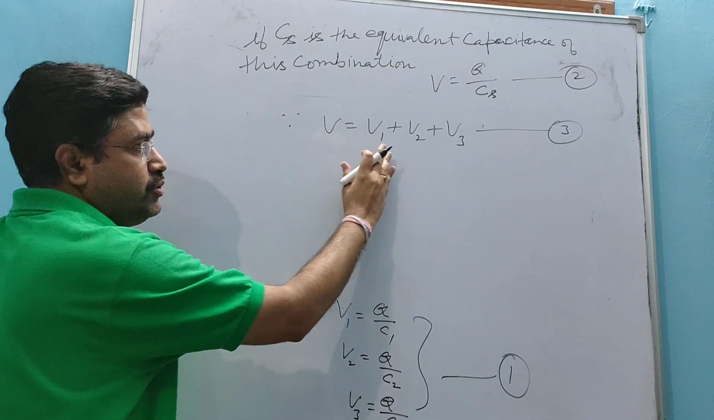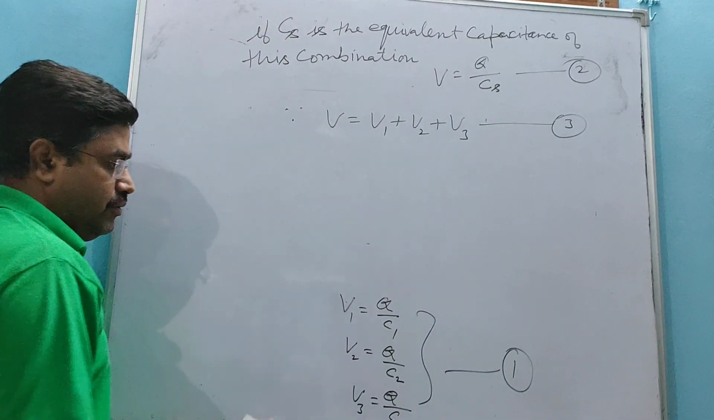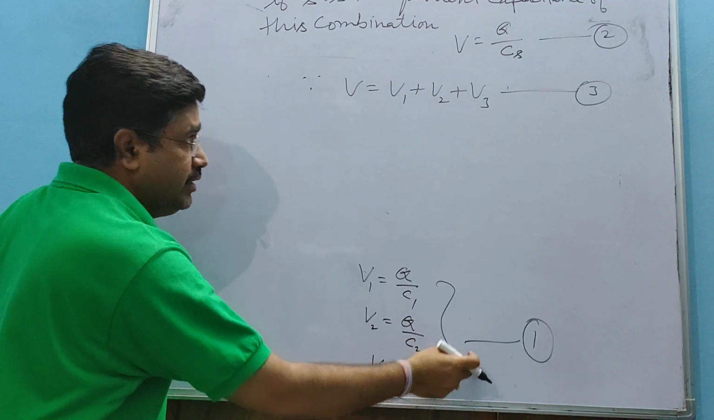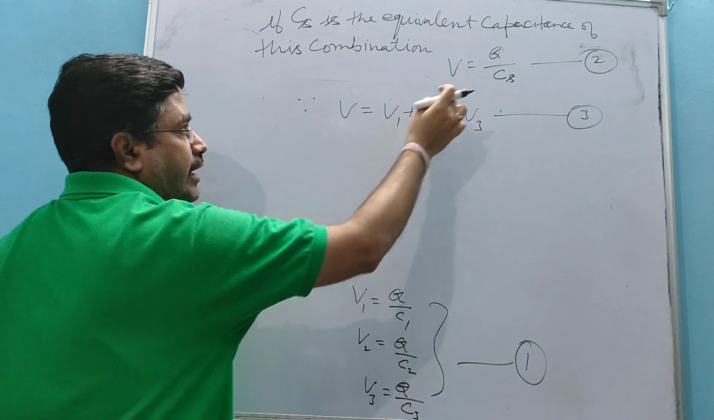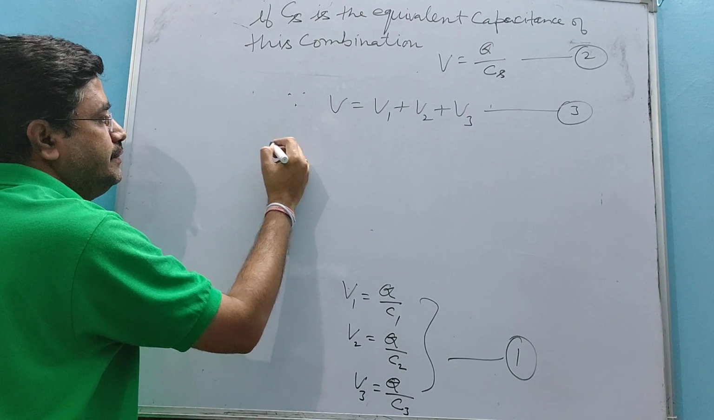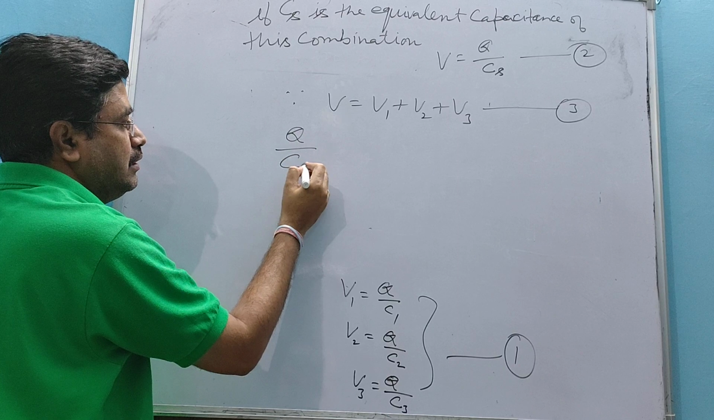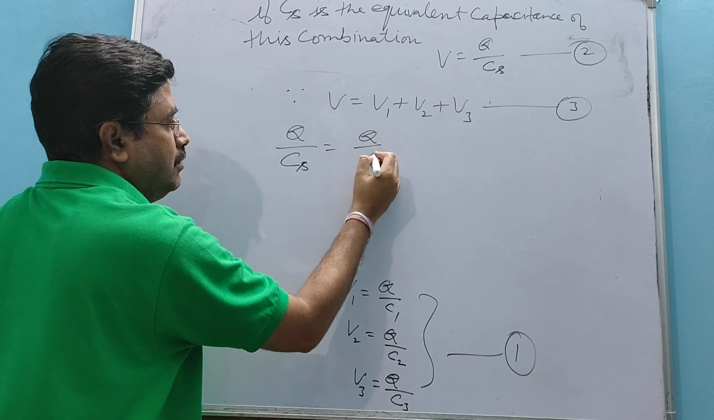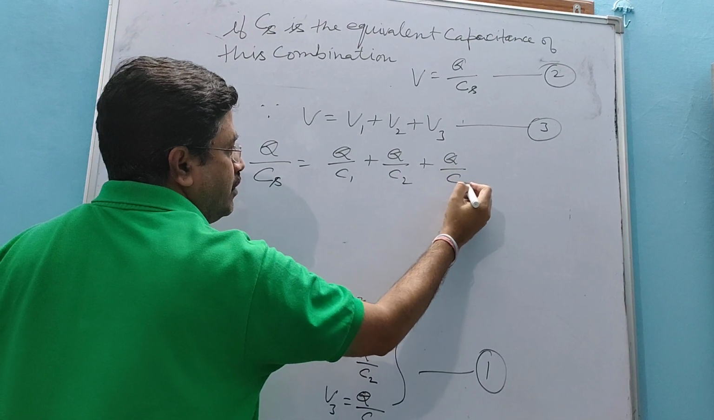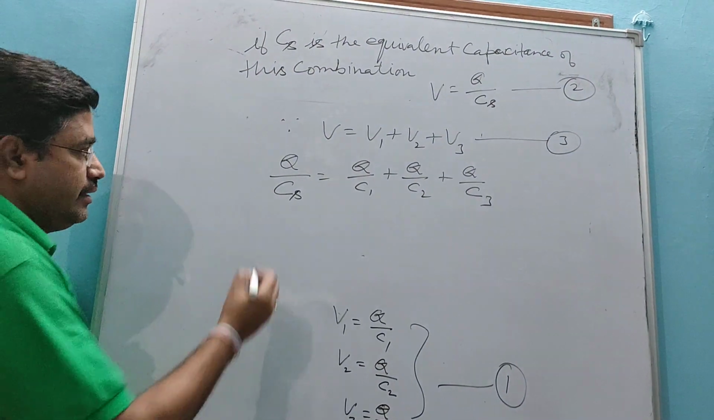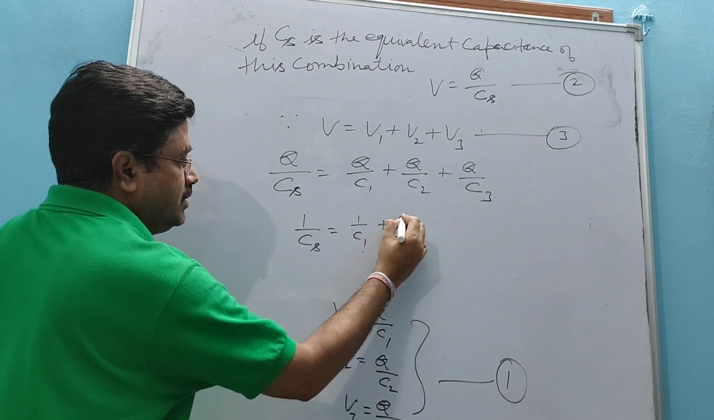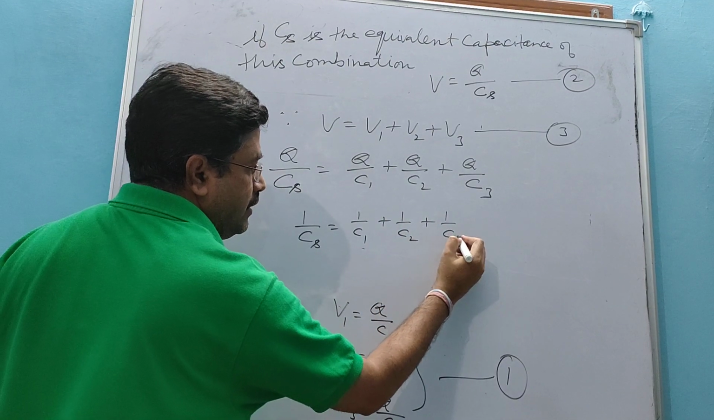Applied voltage is equal to distributed voltage. Now put the values of V1, V2, V3 from equation 1 in equation 3 and the value of V from equation 2 in equation 3. I can write Q upon Cs equals Q upon C1 plus Q upon C2 plus Q upon C3. I can write 1 upon Cs equals 1 upon C1 plus 1 upon C2 plus 1 upon C3.